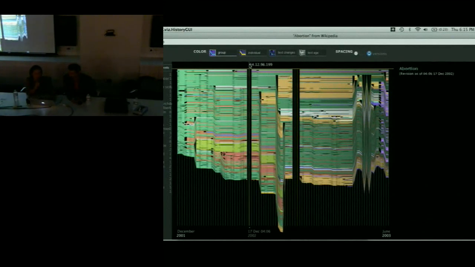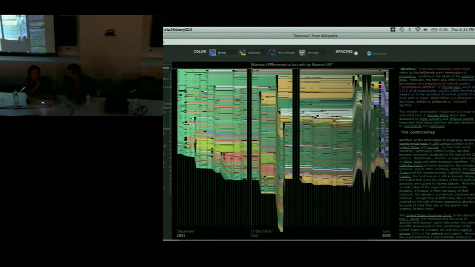So if I go back to the first vandalism act here, I can see at the very bottom, this tells me when this happened. So it was on the 17th of December at 4:06. It got fixed on the same day at 4:07. So it took them a minute to revert it back, right?